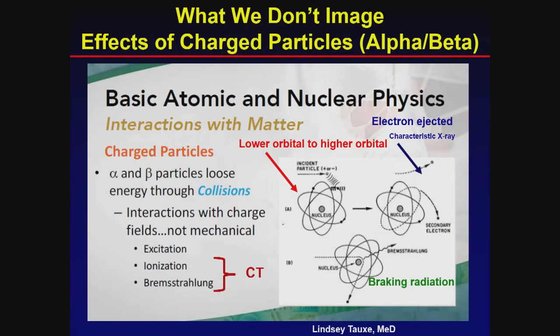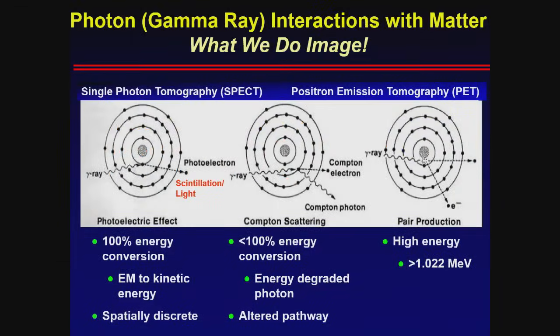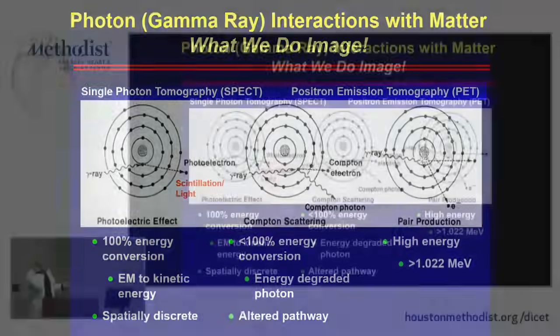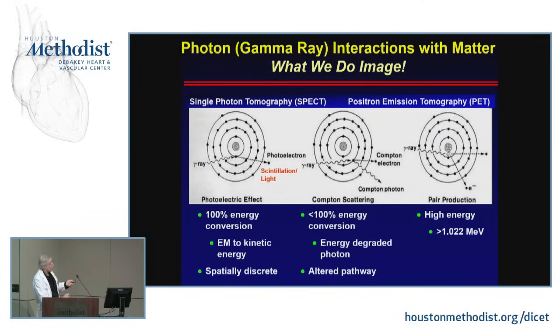We don't do this in nuclear cardiology. Only in CT do you see these kind of things. In nuclear cardiology, we do something different. We do have photoelectric effect, and that's because of gamma rays. So if you eject a gamma ray, you can have a complete conversion of electromagnetic energy into kinetic energy, and this is done by ejecting what we call a photoelectron, and this is what we call a scintillation or light. It gives off a little bit of light, okay?